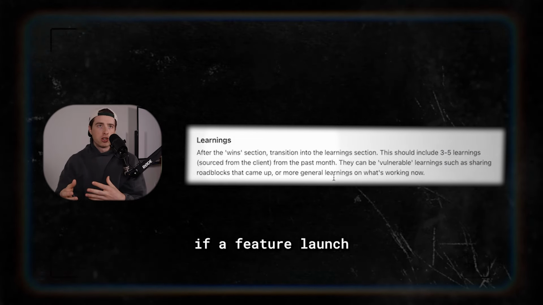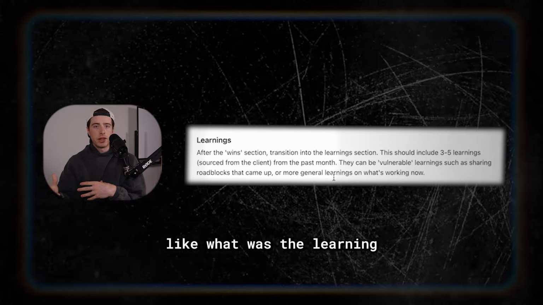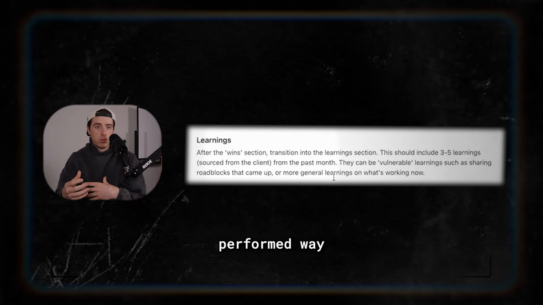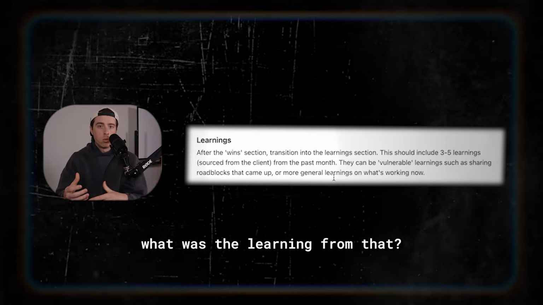Or another one could be if a feature launch maybe took a little bit longer than it should have, what was the learning that came out of that? Or the inverse, if a feature launch performed way better than you thought it would, what was the learning from that? This is where you can get a bit more tactical. And again, this helps the post feel like it's not just you bragging or sharing milestones, but like, hey, here's what we did really well, and here's exactly what we learned from it. And that's what gives the value to someone who's reading the post.